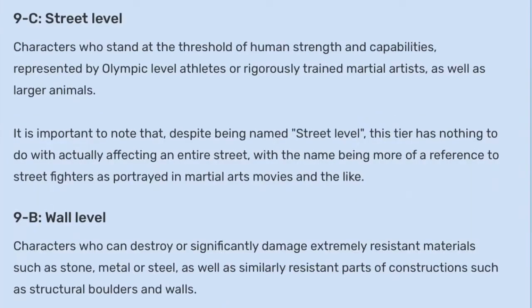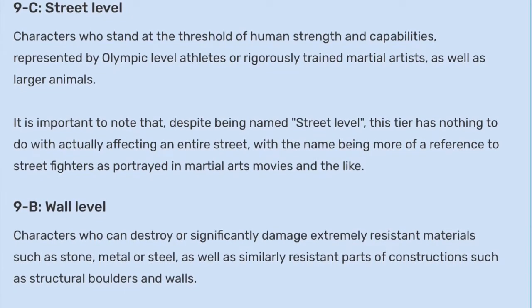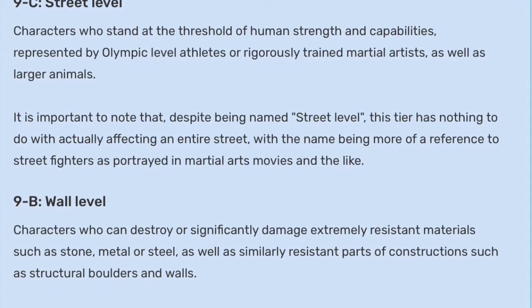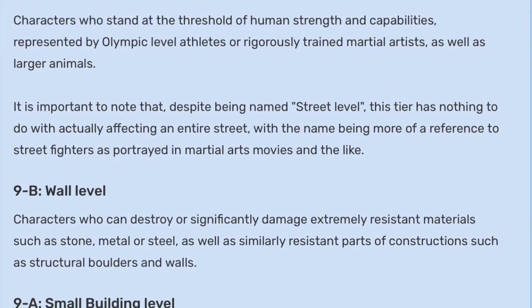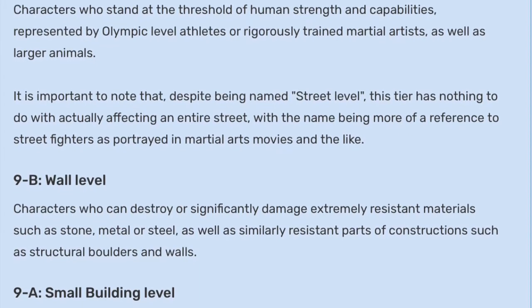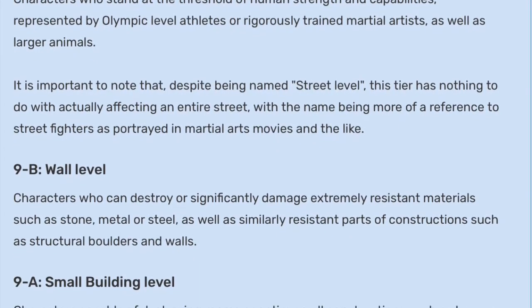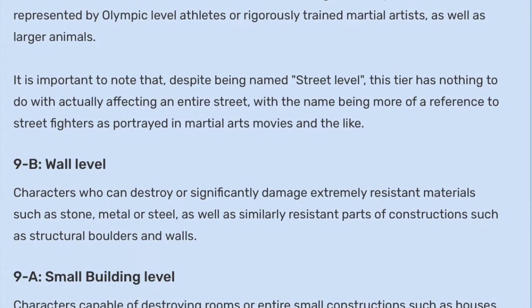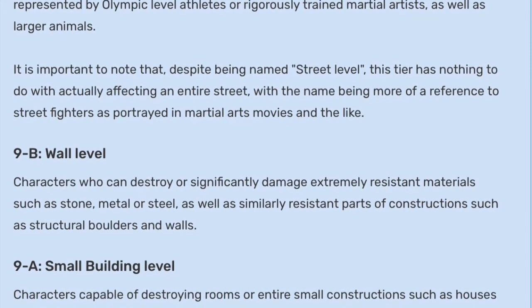Next is tier 9, Superhuman. The Superhuman tier has 3 sub-tiers. There is 9C, which is street level. You can destroy about a whole street, like a small one. Maybe an alley. And then there's 9B, which is wall level. You can punch a wall and destroy it. You can bend rocks or shatter stone, like rock. And maybe lift a boulder.